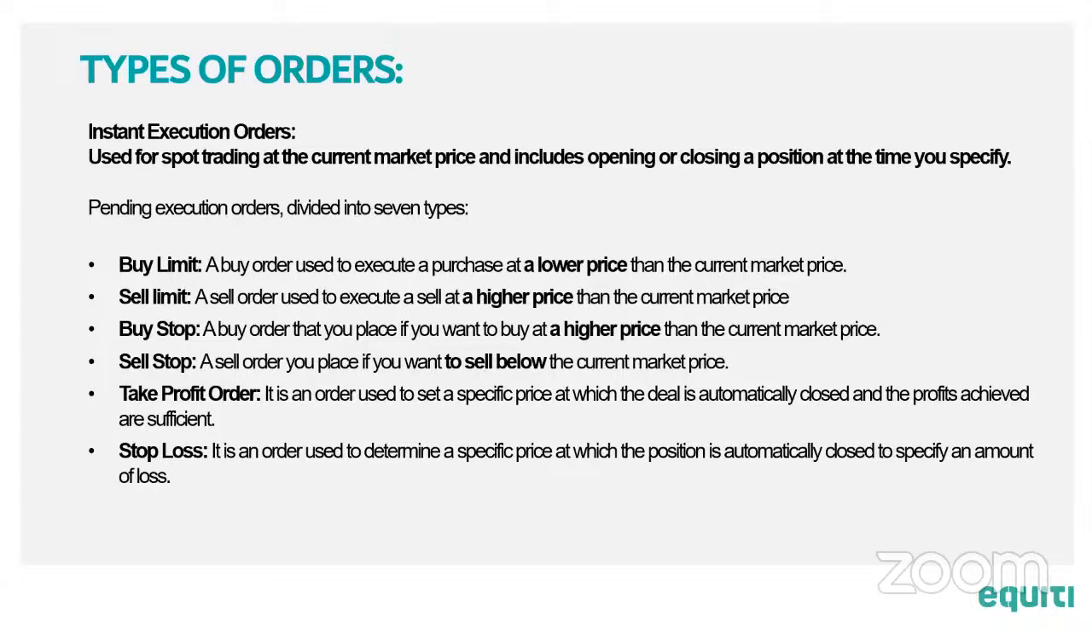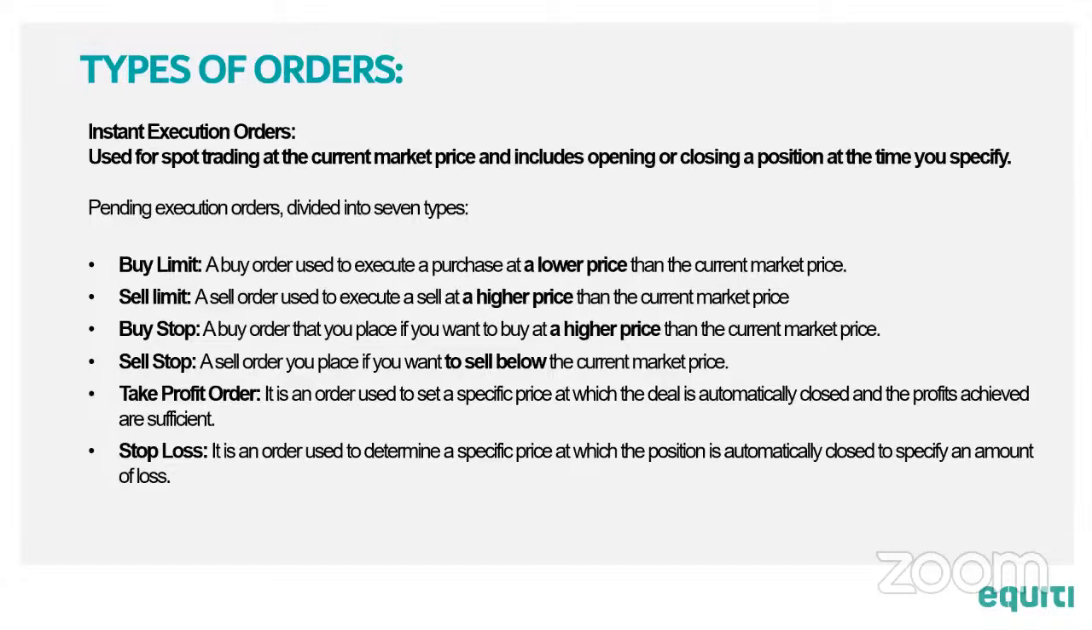Now, take profit order is something that I've previously explained. Again, it is used to set a specific price at which the deal is automatically closed when the profits achieved are sufficient. Stop loss is an order used to determine a specific price at which the position is automatically closed to limit an amount of loss.